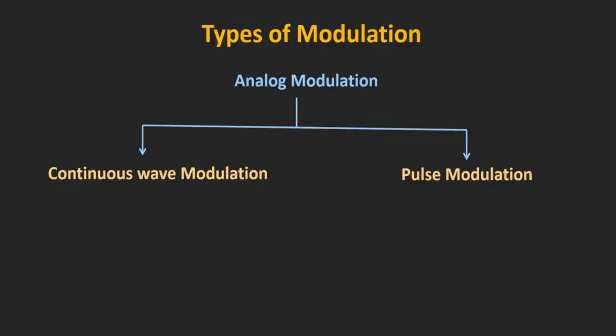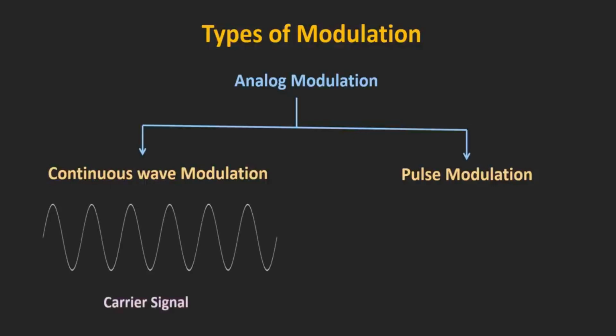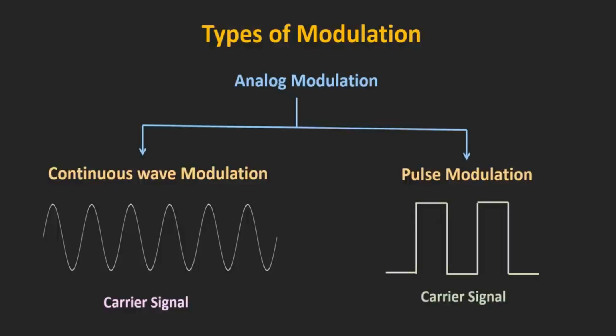Based on the type of the carrier signal, analog modulation can be further classified into two categories: continuous wave modulation and pulse modulation. If the carrier signal is a continuous wave, like a sine wave signal, then it is known as continuous wave modulation. If the carrier is a pulse signal, then it is known as pulse modulation.